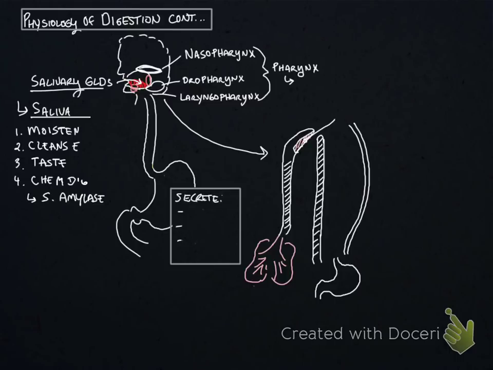So we have the nasopharynx, oropharynx, and then the laryngopharynx, which makes up the pharynx in total, which acts to move particles of food towards the esophagus.